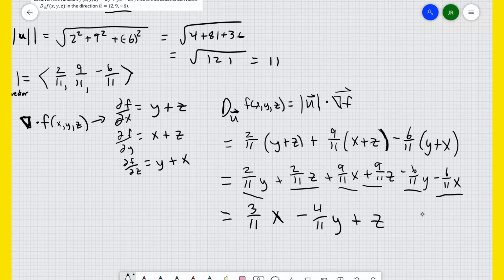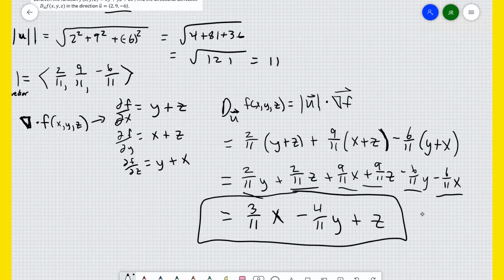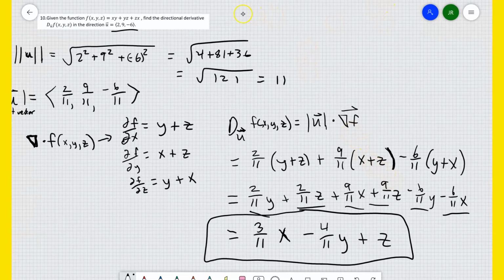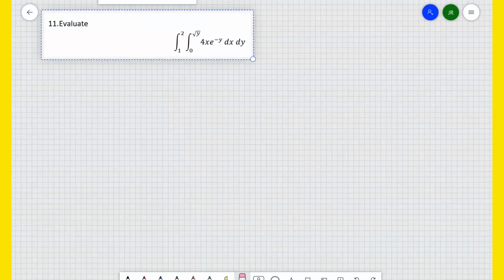You don't need to necessarily do that, but that is the directional derivative of this function in this direction. It tells you how this function changes with respect to x, y, and z in this particular direction of this vector. Alright, number 11, this is our last one.